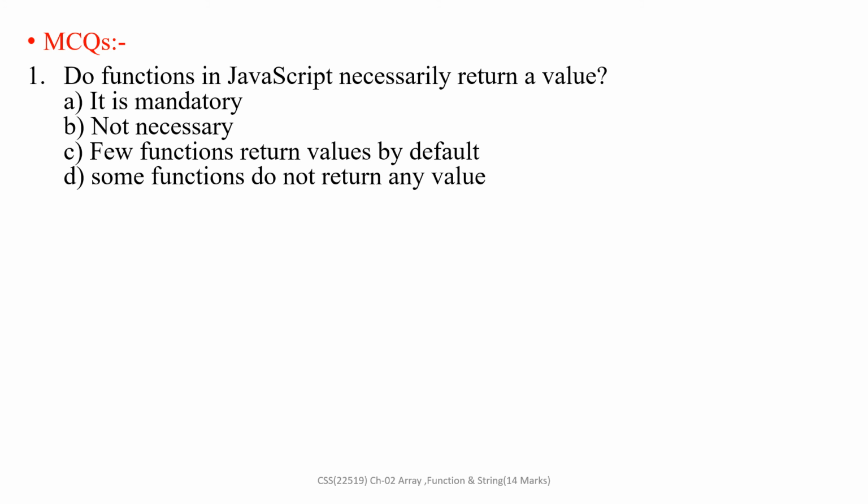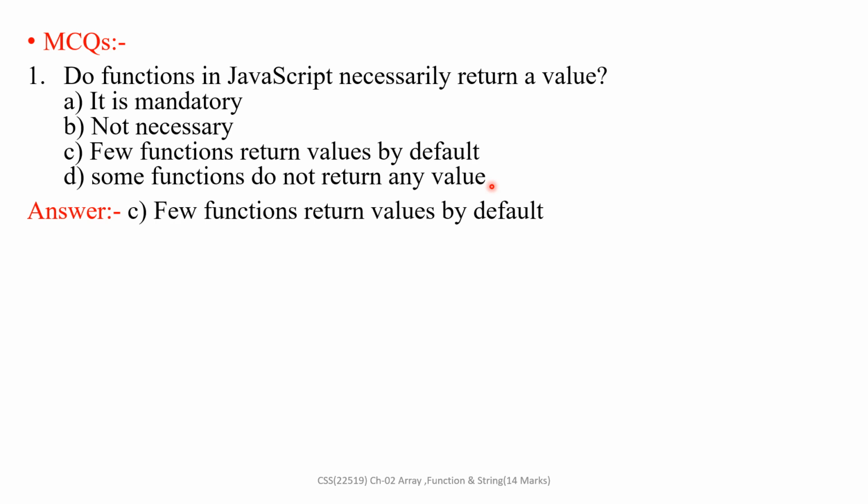Now we will see some MCQs. The first MCQ is: do functions in JavaScript necessarily return a value? The options are: it is mandatory, not necessary, few functions return a value by default, some functions do not return any value. The answer is C, few functions return a value by default.